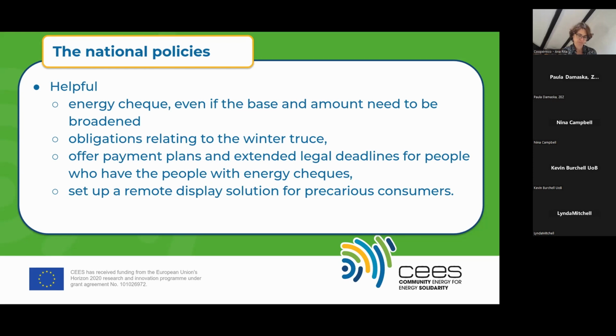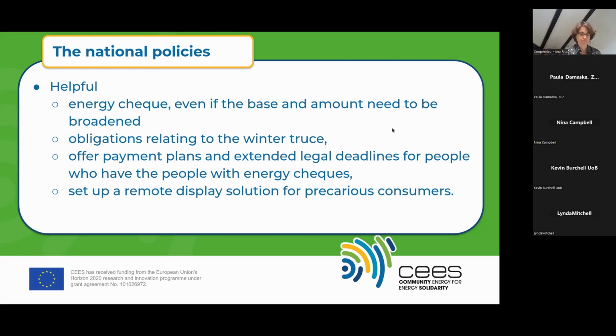And also, more recently, we had to set up a remote display solution for precarious consumers. It's an application that we developed which allows clients to track the energy savings that they can make when they do some eco gestures that we recommend.